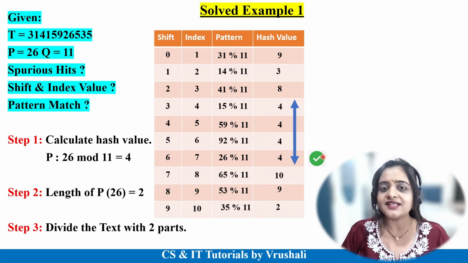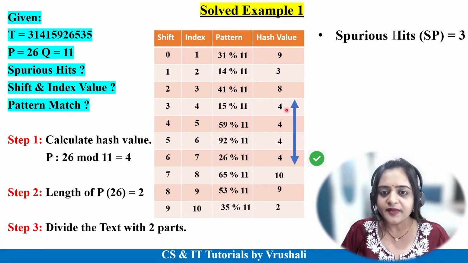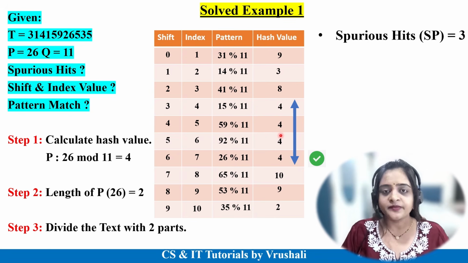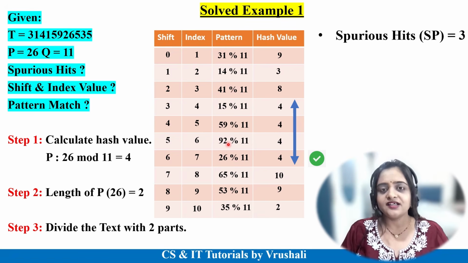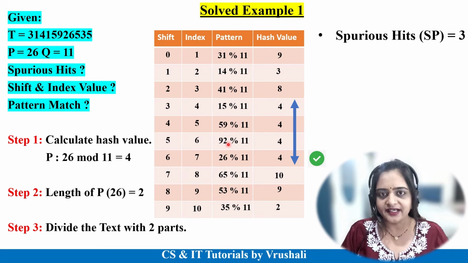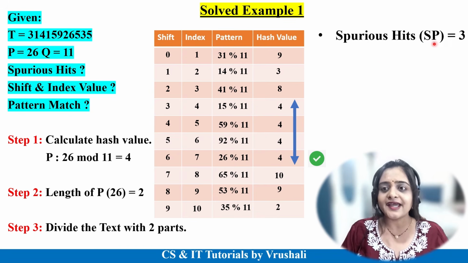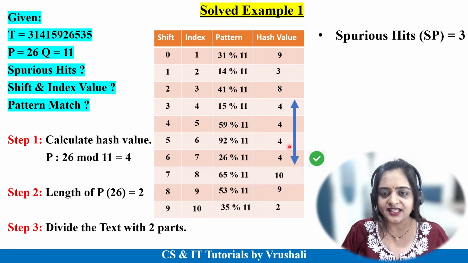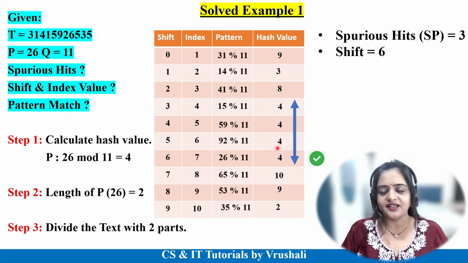So this is called an exact match. This is our pattern match. Right. Now the remaining 3 values are called spurious hits. Spurious hits means your hash value matches but your pattern does not match. This is called spurious hits, also called SP for short. So how many spurious hits are there? 3. 1, 2 and 3.